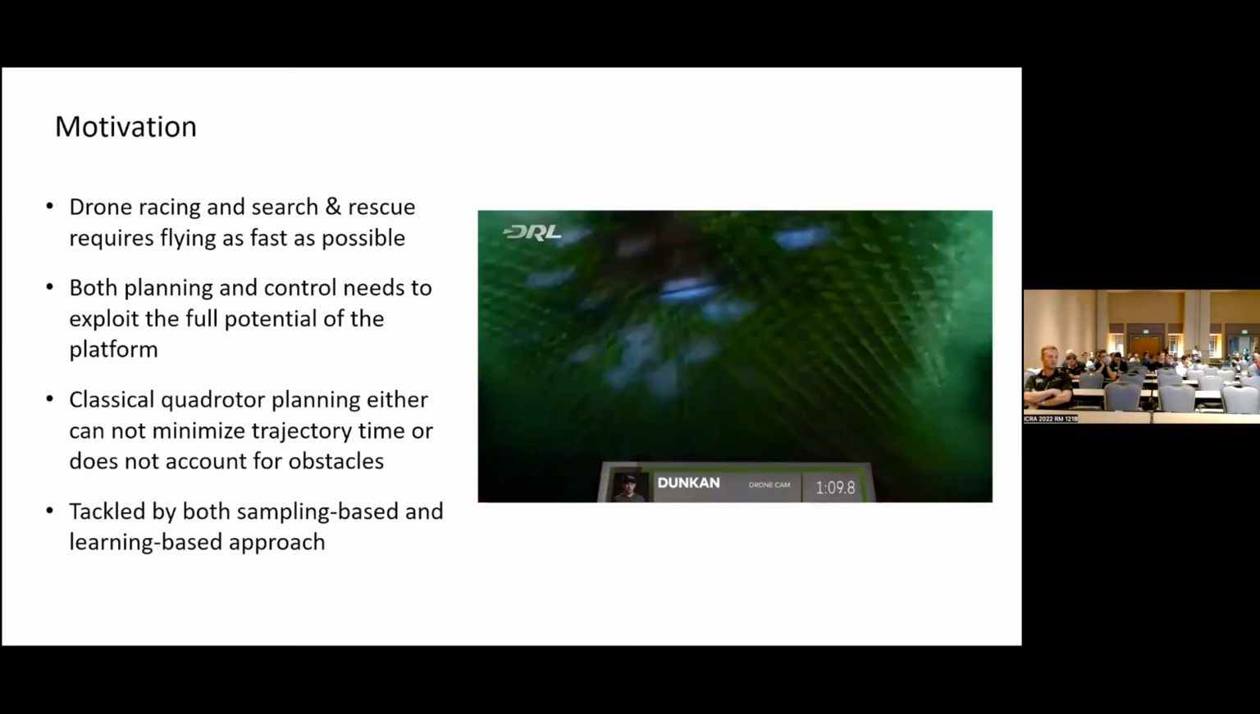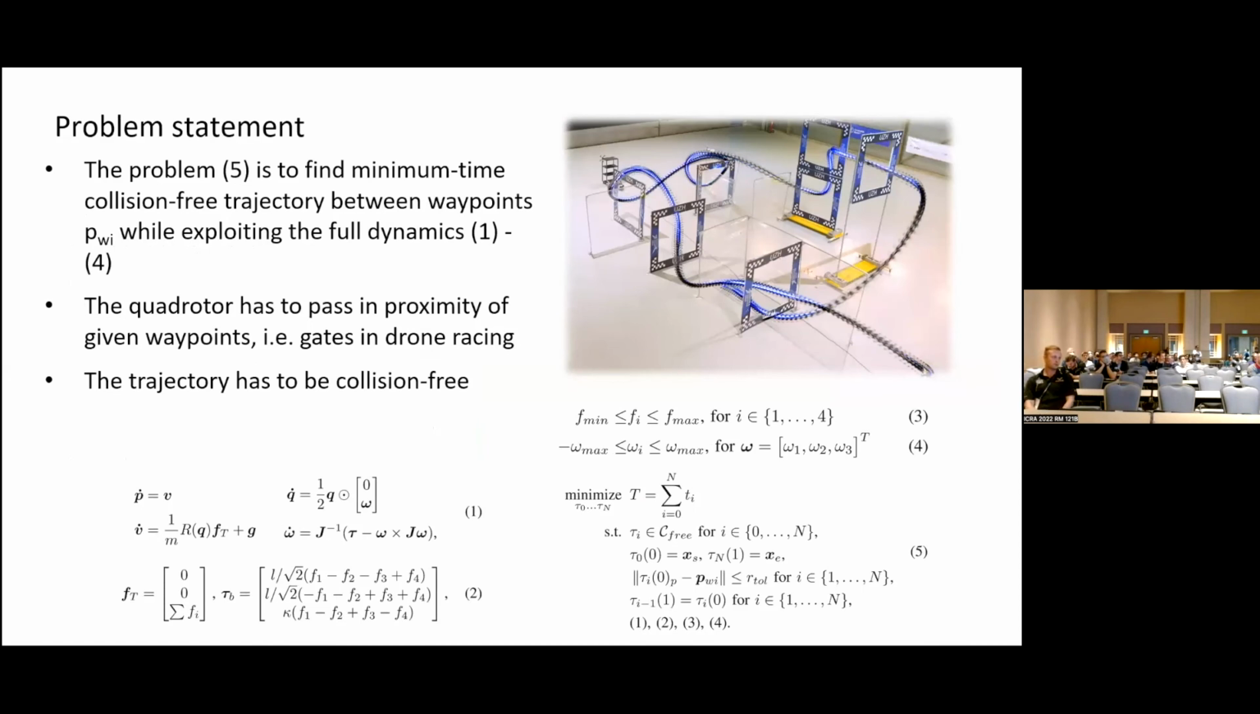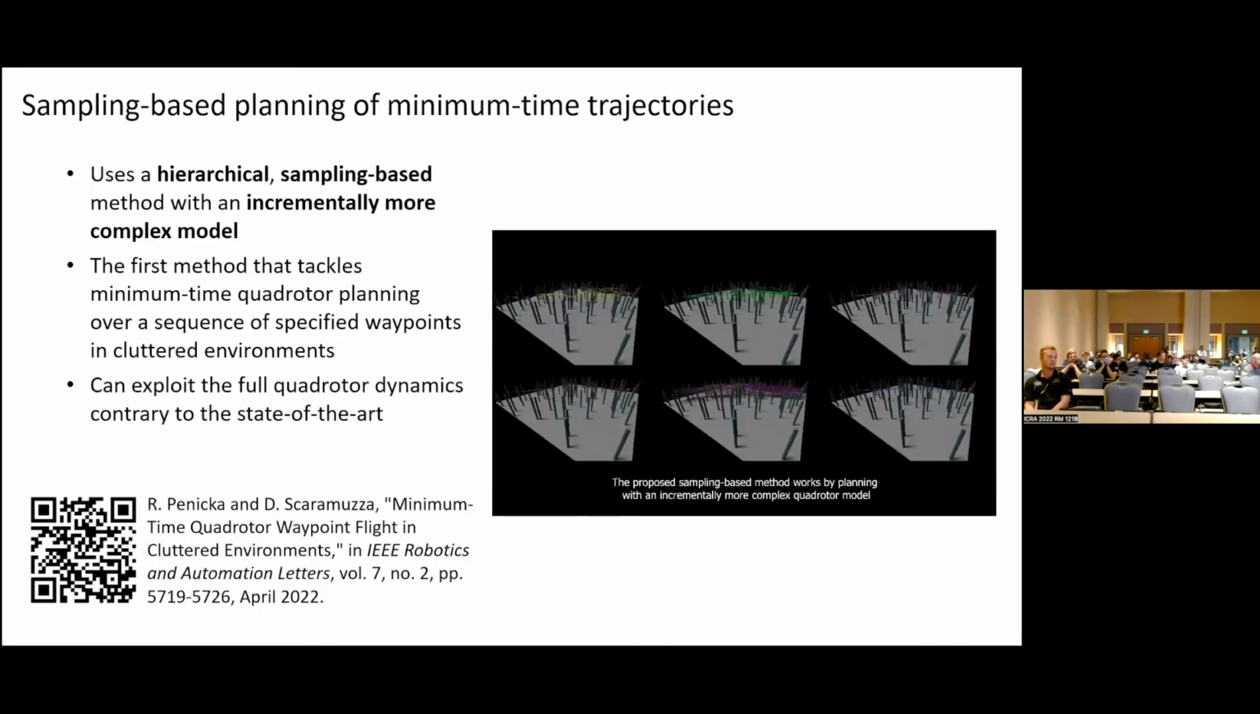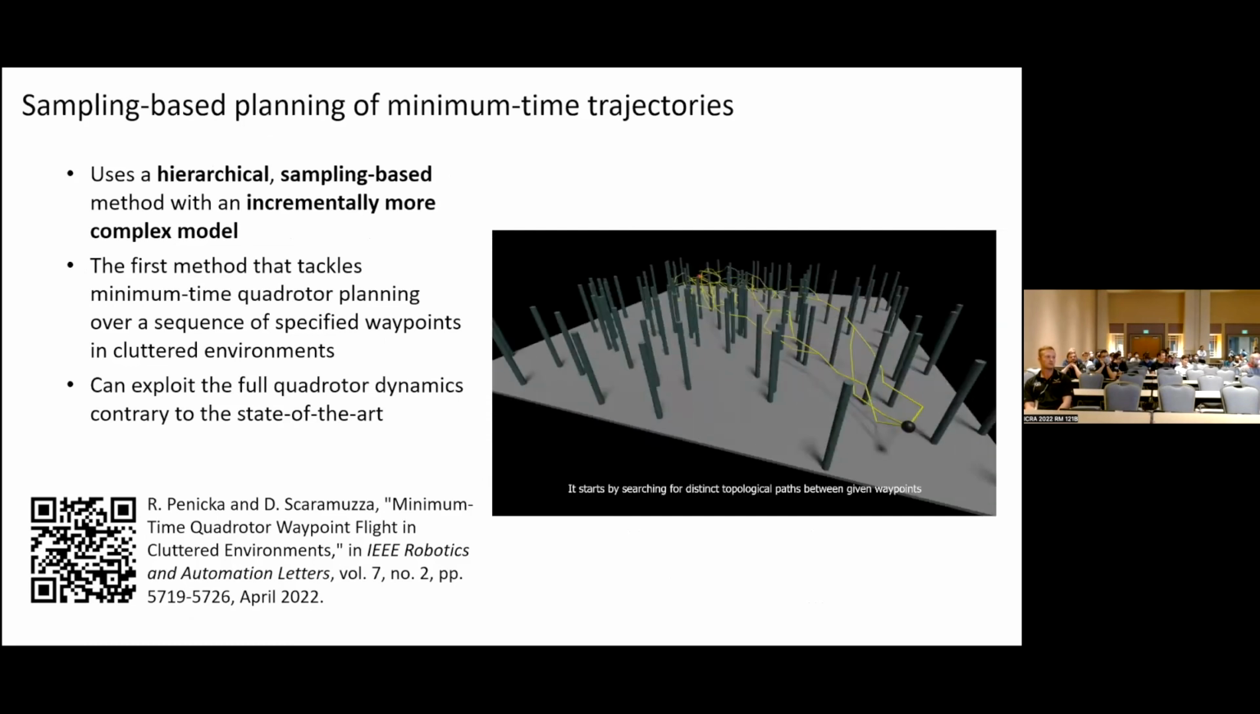So let me go to the problem statement. There is a lot of math, don't worry. I just want to say what the goal is. So the goal is to plan or control or fly in minimum time through the track, passing all the gates in a given sequence, and of course use the dynamics of the drone and basically drive it to the maximum performance.